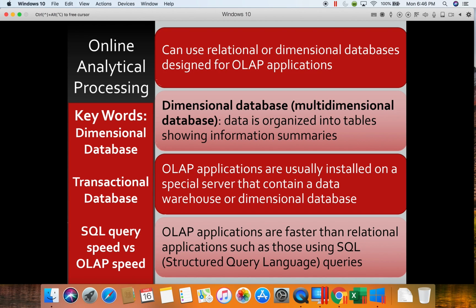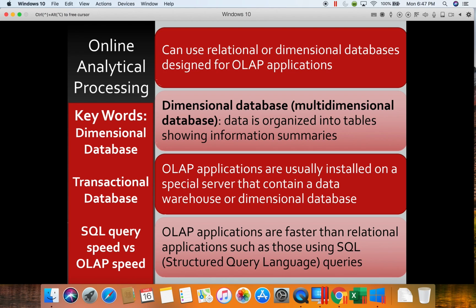OLAP applications oftentimes are used with relational databases. A dynamic OLAP application will respond to commands by composing tables on the fly. And to speed up the response, the databases are organized based on these dimensions. So you have dimensional databases that are sometimes used with OLAP.